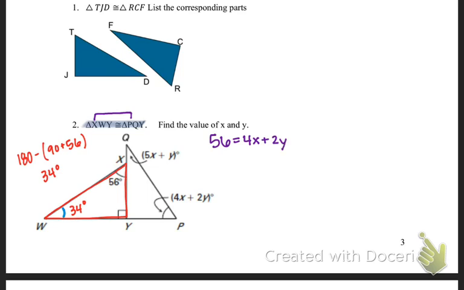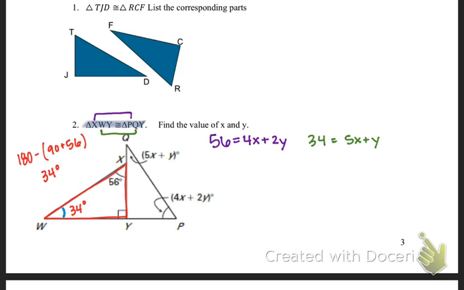Now I can't solve that yet because I have one equation with 2 variables. But we can try and set up a second equation so that we can end up solving using either elimination or substitution. And so if I look at my angles W and angle Q, those also match up. So angle W and angle Q also have to be congruent. And that's why we wanted to figure out what W was. Because if W is 34 and angle Q is 5X plus Y, those 2 angles have to be equal. And now I have 2 equations with 2 variables, and we can solve them.